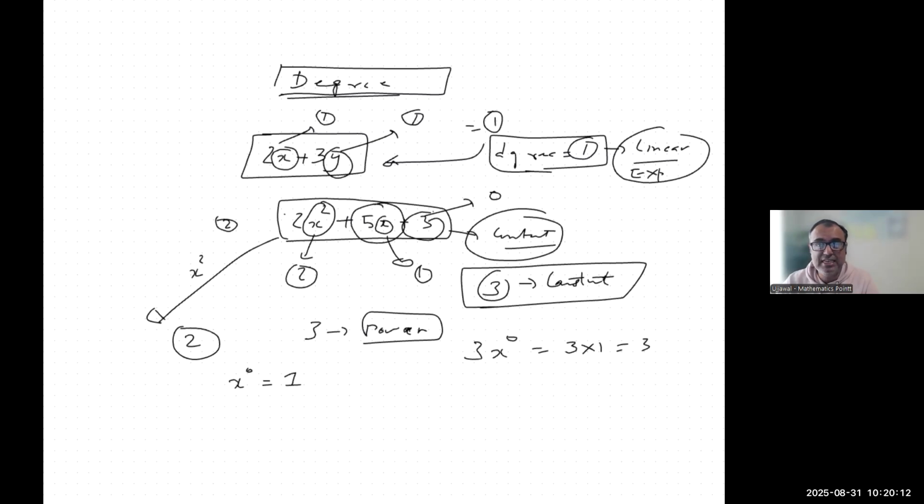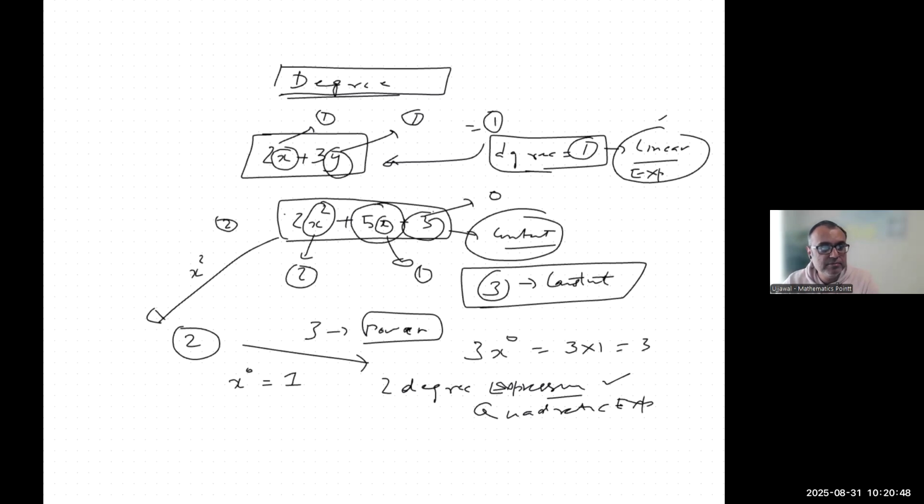And therefore, this is a 2-degree expression, and therefore it is called a quadratic expression. So the degree 1 expression was a linear expression. Degree 2 expression is now a quadratic expression. I hope you're okay, right? So far, so good.